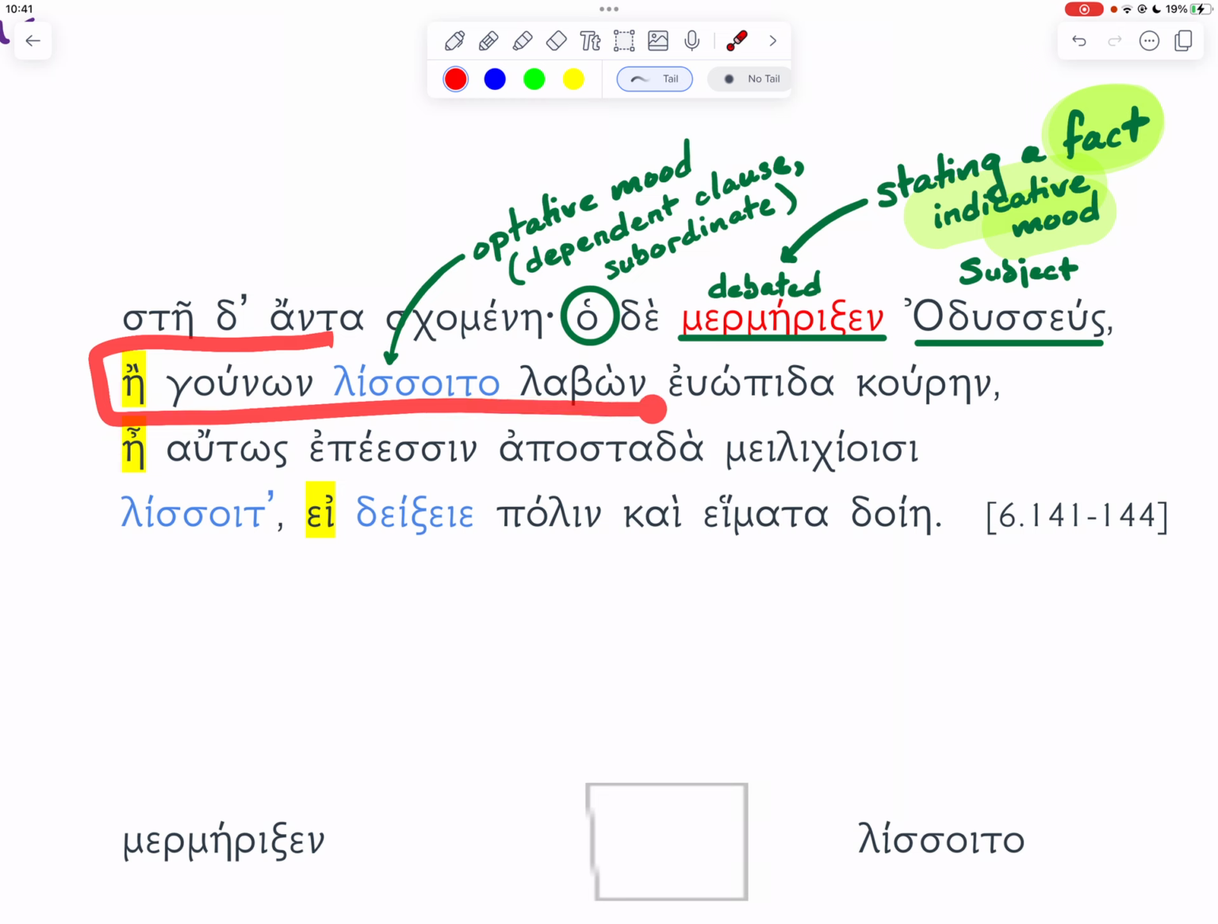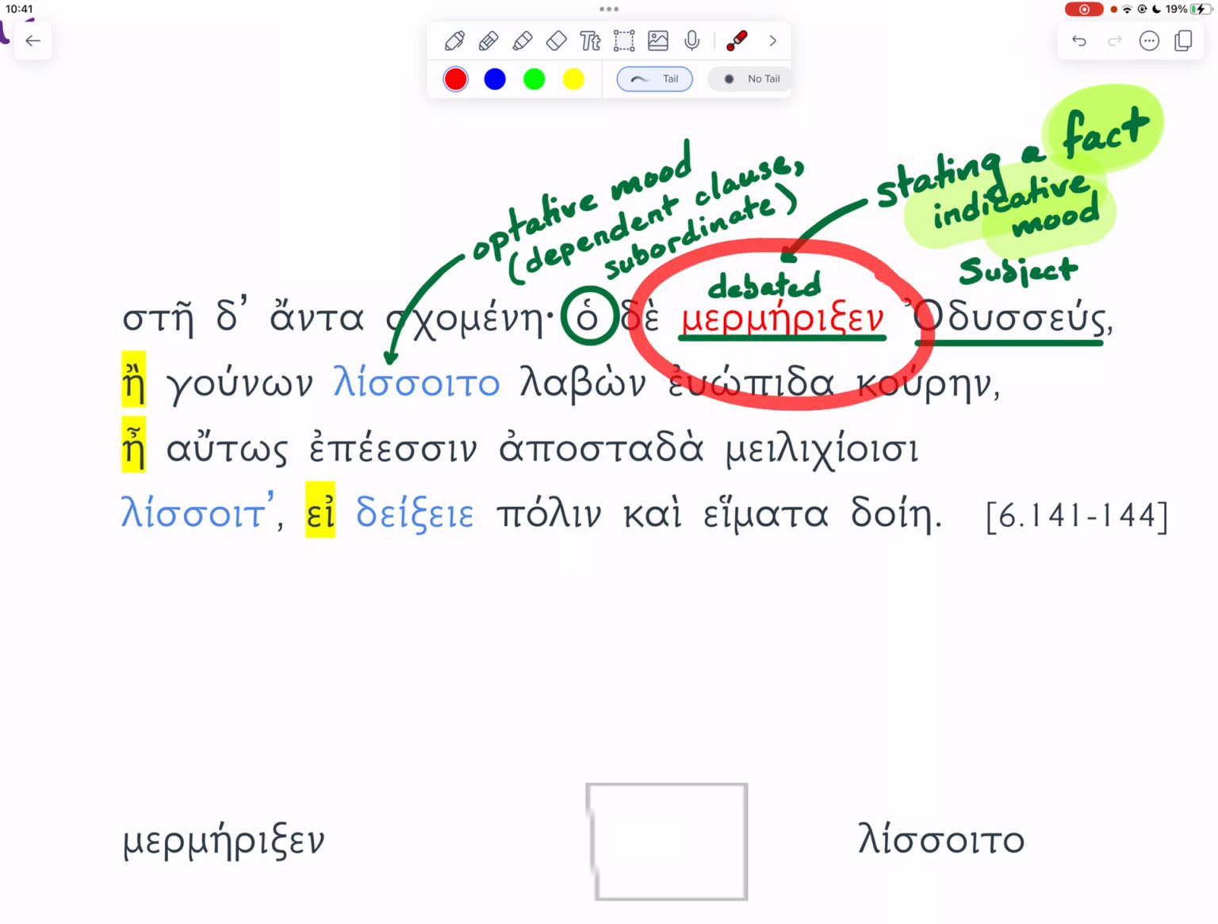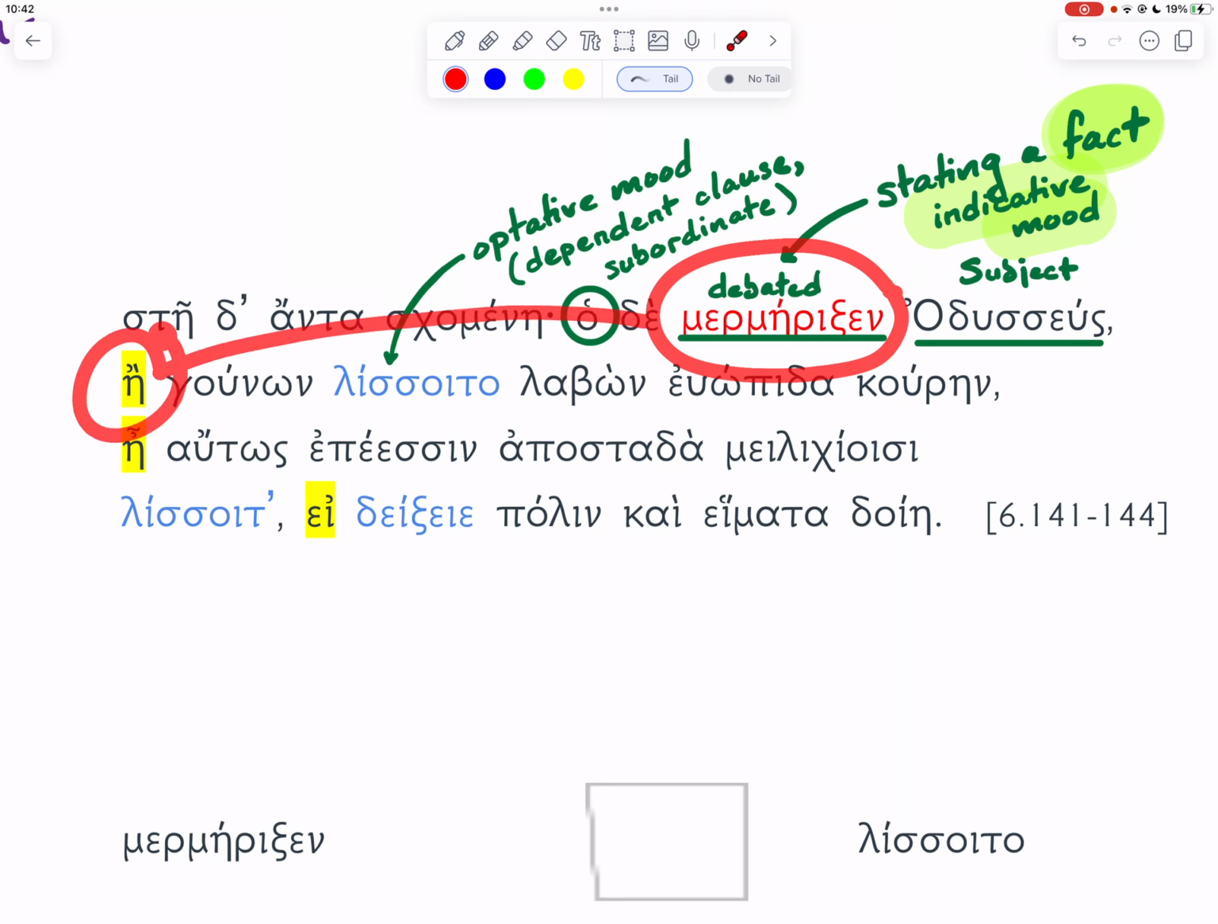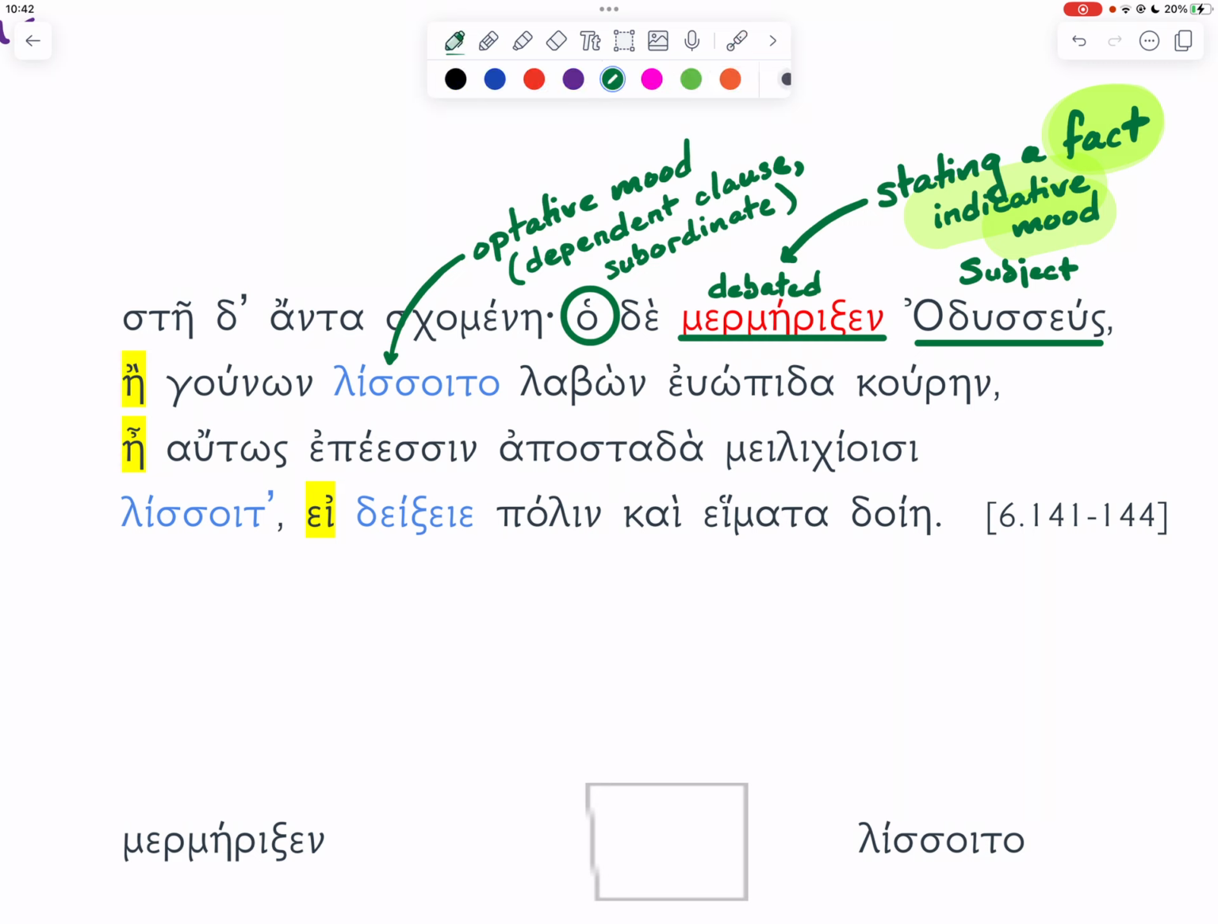So here's the first subordinate clause that goes along with this main verb. Odysseus debated whether, or if, he should do what? If he should, or whether he should do this. And I told you earlier to look for -oi, and there you see it right there, -oi-ta. There's the two letters.